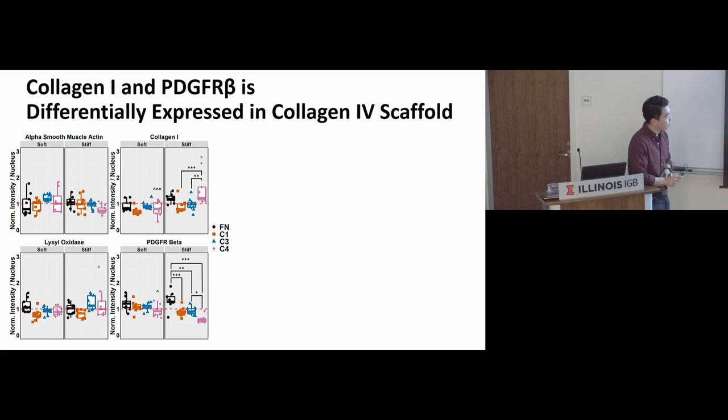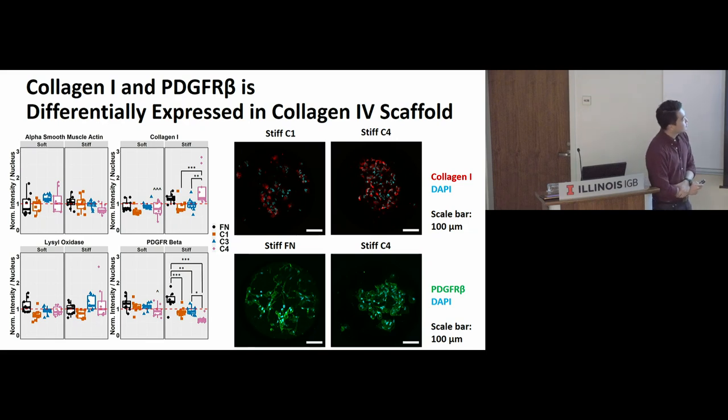It looked like collagen 4, the stiff collagen 4, had the most differential expression from the other 3 samples. And as you can see here, stiff collagen 1, so that's this one, has the lowest expression. You don't see much collagen here, while you do see much more in the stiff collagen 4 example. And then the same for PDGFR beta, stiff fibronectin is the highest. You see a lot of expression there, and a bit dimmer here on the stiff collagen 4. And of course, the readouts are by nucleus. So even if you think the absolute amount of fluorescence might be similar, this has more cells, so per nucleus is actually less.